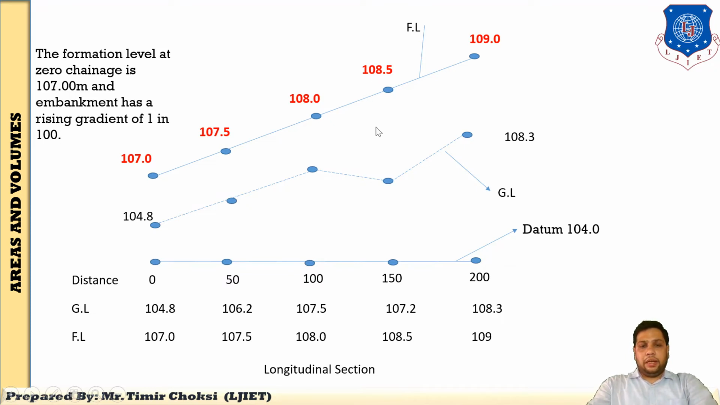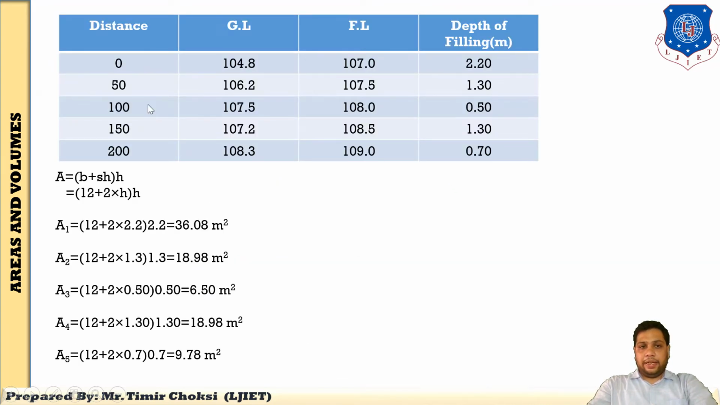Now you have found the ground level and the formation level. Your work starts at the formation level, so you are filling this particular portion. So you have to find the different heights. How to find the height? At distances 0, 50, 100, 150, 200, the ground level is given and the FL you have already found. So consider formation level minus ground level.